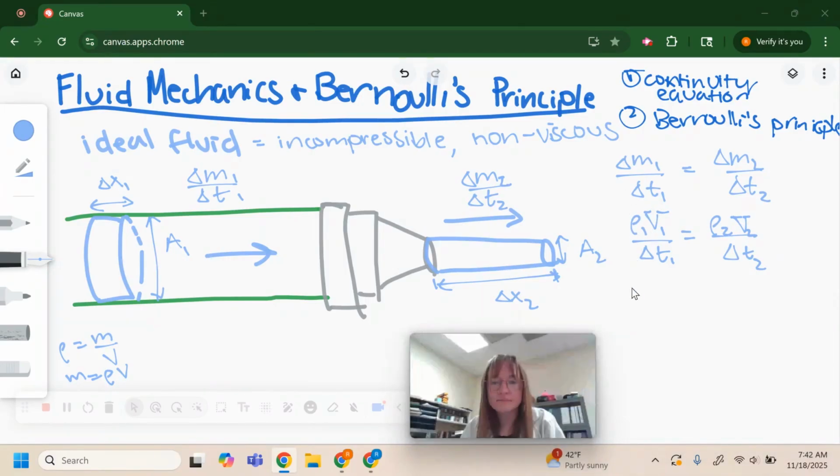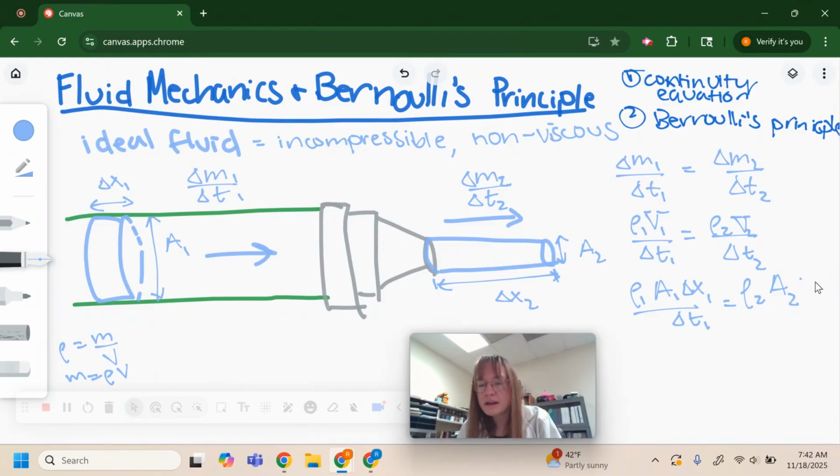Now looking at this picture, we know that this is a little cylinder, and if I wanted to find the volume, I would do the area of the base times the height of this little cylinder. And then over here, I could do the same thing. I'd do the area of the base here times the length of this cylinder, which is delta x2.